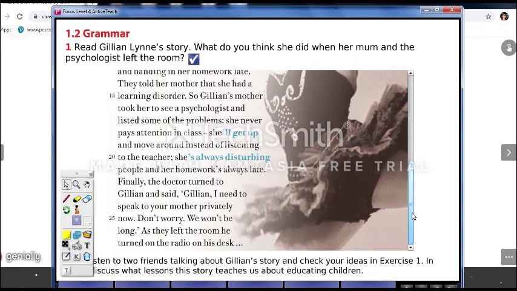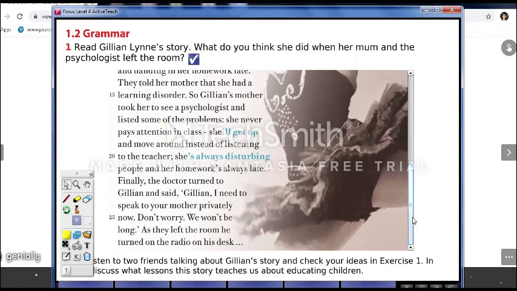Finally, the doctor turned to Gillian and said, "Gillian, I need to speak to your mother privately now. Don't worry, we won't be long." As they left the room, she turned on the radio on his desk. So, what do you think she did when her mom and the psychologist left the room?